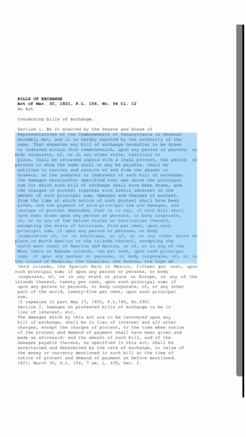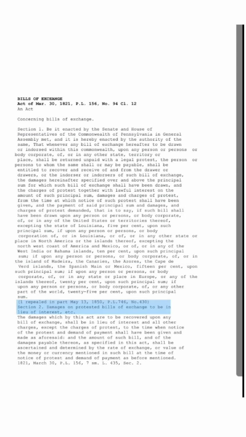if upon any person or persons, or body corporate, of, or in the island of Madeira, the Canaries, the Azores, the Cape de Verde Islands, the Spanish Main or Mexico, 15% upon such principal sum, if upon any person or persons or body corporate, of, or in any state or place in Europe, or any of the islands thereof, 20% upon such principal sum, if upon any person or persons, or body corporate, of, or in any other part of the world, 25% upon such principal sum. Note: Section 1 repealed in part May 13, 1850, P.L. 746, No. 430, section 2. Damages on protested bills of exchange to be in lieu of interest, etc.